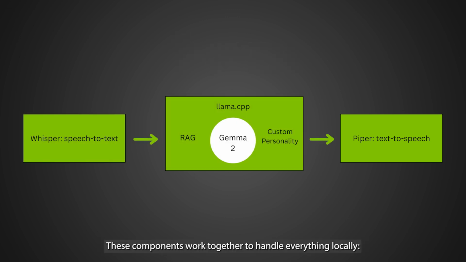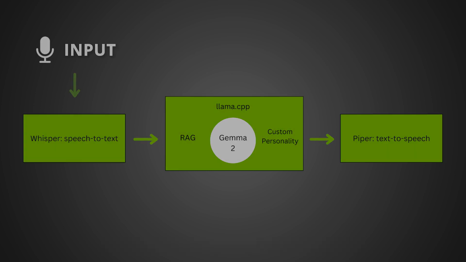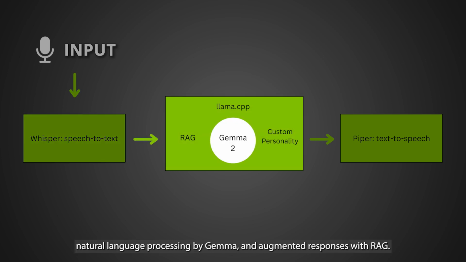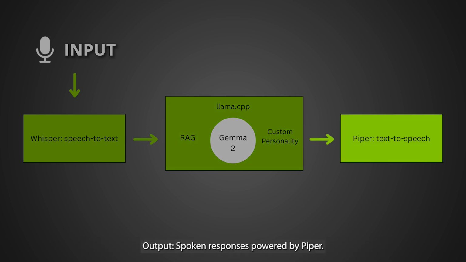These components work together to handle everything locally. Input: your voice query through the microphone. Processing: transcription by Whisper, natural language processing by Gemma, and augmented responses with RAG. Output: spoken responses powered by Piper.